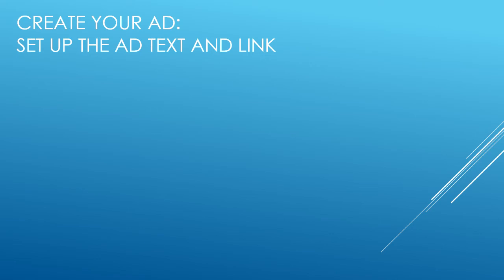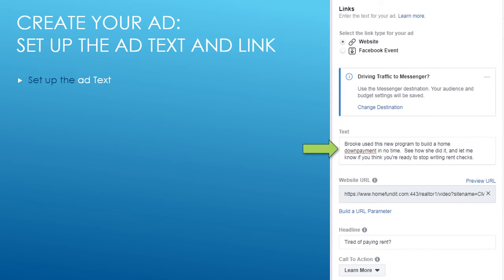The next thing we do is set up the ad text, things like the body copy and the headline, as well as the actual link that takes them to your custom video. So the first thing we'll do is set up the ad text under the links section, and that text can be something you copy off of our help document. It's what we recommend. So find that in the marketing section and go back to that and grab this text.